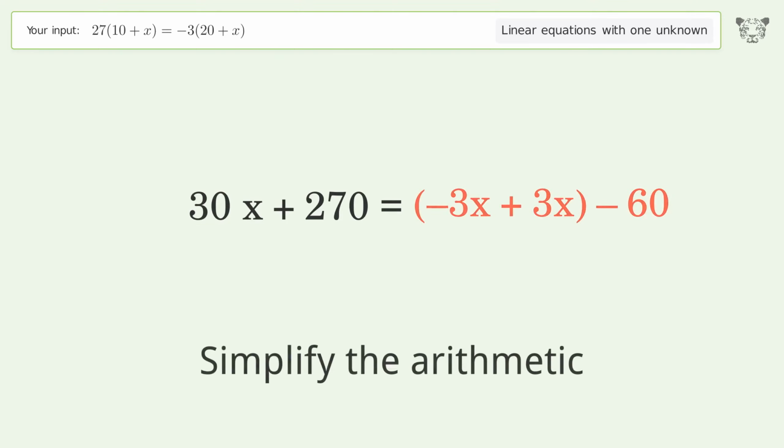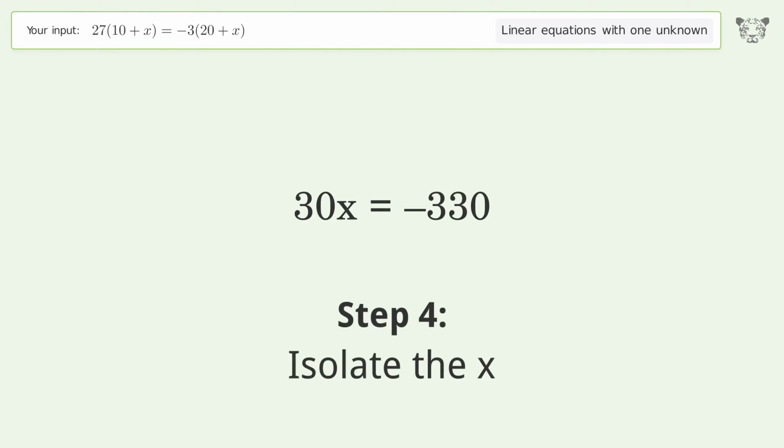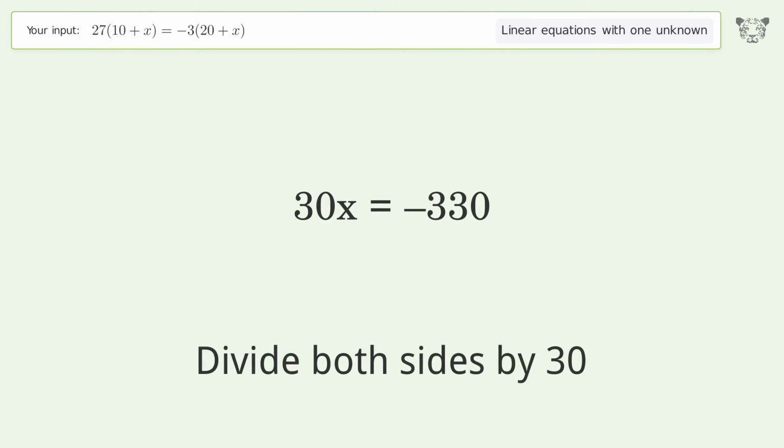Group all constants on the right side of the equation. Subtract 270 from both sides. Simplify the arithmetic. Isolate the x. Divide both sides by 30.